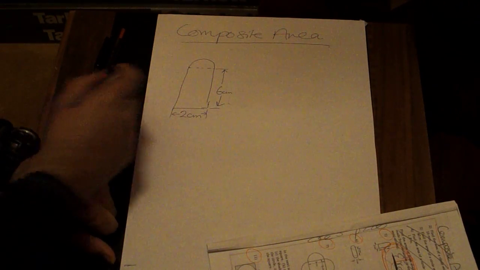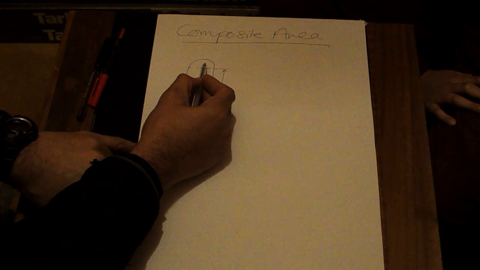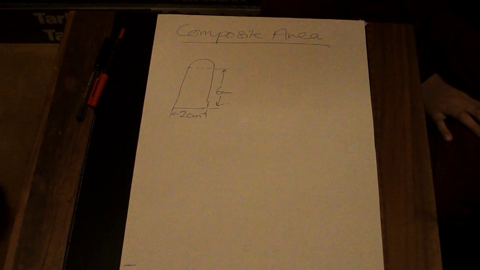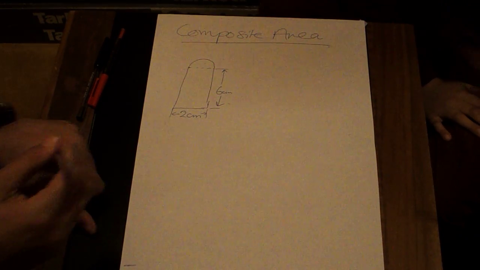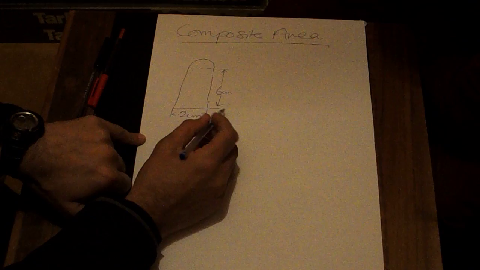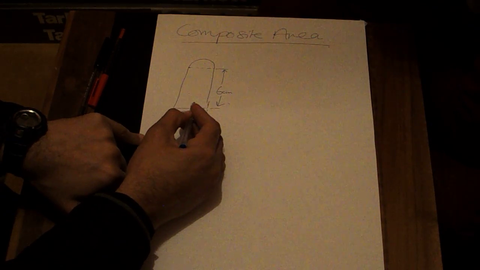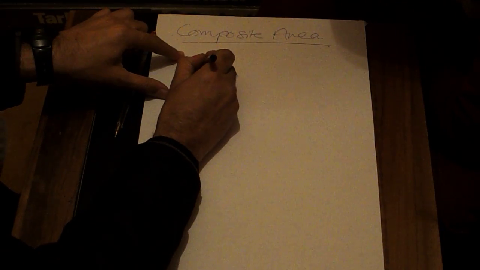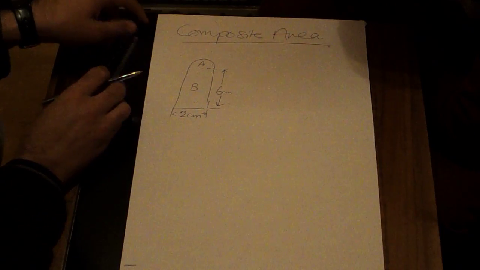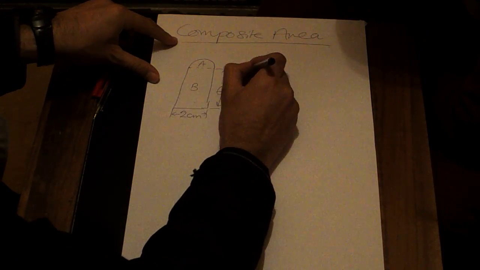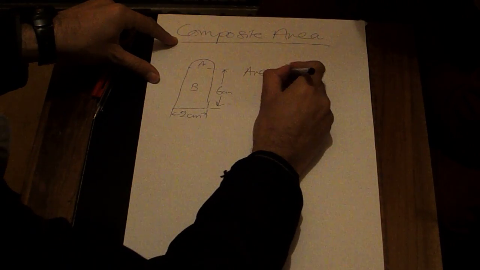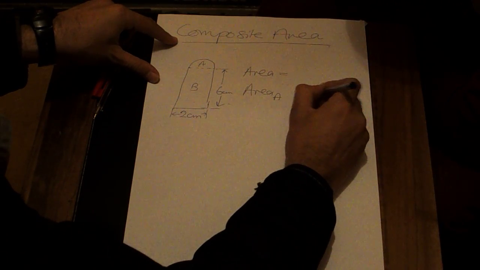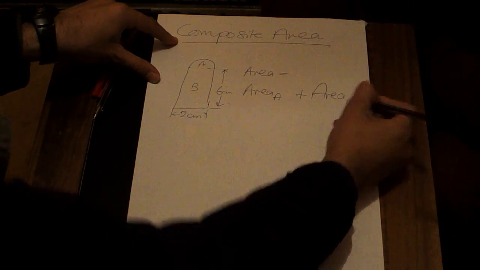Okay, here we go. We have a rectangle shape with a half a semicircle on top of it. Just check that it's got that in nicely clearly. Now, when we look at this particular shape, Idris, what we need to do is think of it as 2 separate shapes. So we have shape A and we have shape B. Now the area is equal to the area of A plus the area of B.